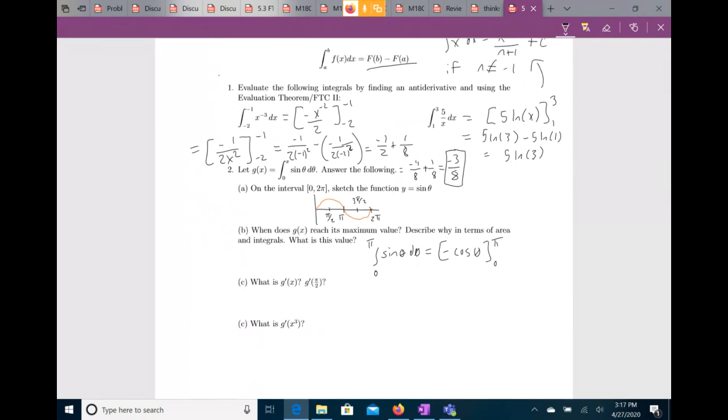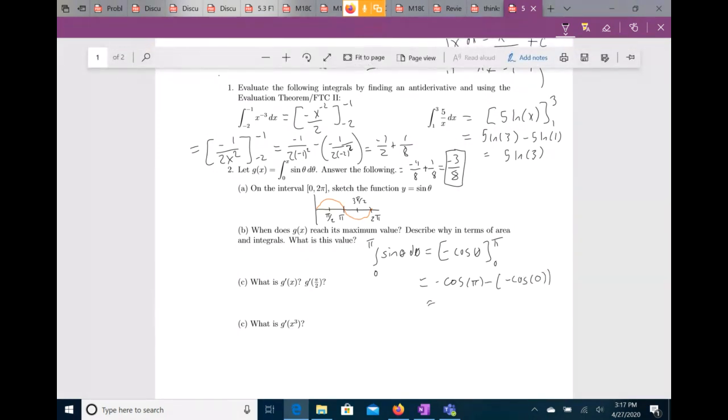Okay, so you just plug in pi and zero. So you get negative cosine of pi minus negative cosine of zero. Cosine of pi is what? Negative one. So I have a negative out front, so it becomes plus one. These two negatives, minus minus cosine, give me positive, and cosine of zero is just one. Okay, so we get two.